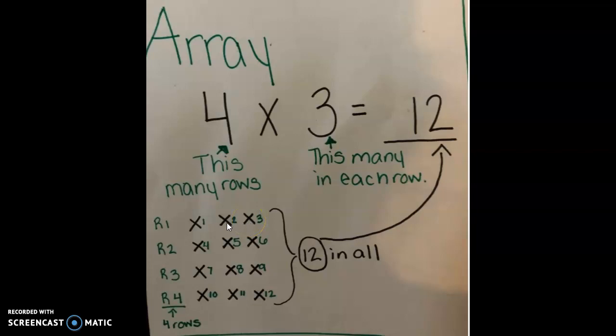Then all I did was I went through and labeled each X with a number. So I went 1, 2, 3, 4, 5, 6, 7, 8, 9, 10, 11, 12. And I know now, since I have a total of 12 X's, that 12 must be my answer. You could have also counted by threes, 3, 6, 9, 12. Whichever way gets you to your answer works.